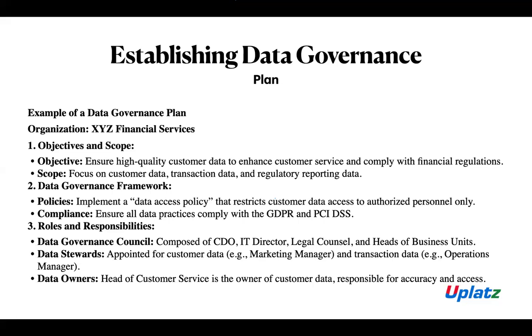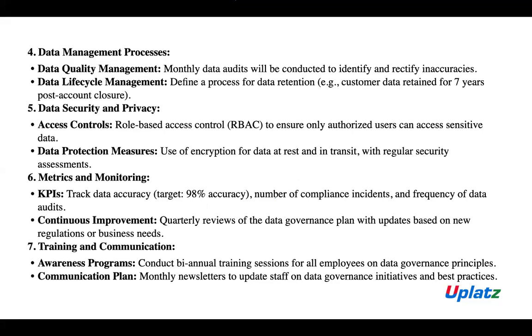So second is the data governance framework. We need to define the roles and responsibilities for the data governance council, data stewards, data owners. Then data management processes. So there will be two data management processes. One is data quality management. Second one is data lifecycle management. Then data security and privacy, metrics and monitoring, that is how the targets need to be checked. Continuous improvement, training and communication, where awareness programs and communication plan are the components of training and communication.